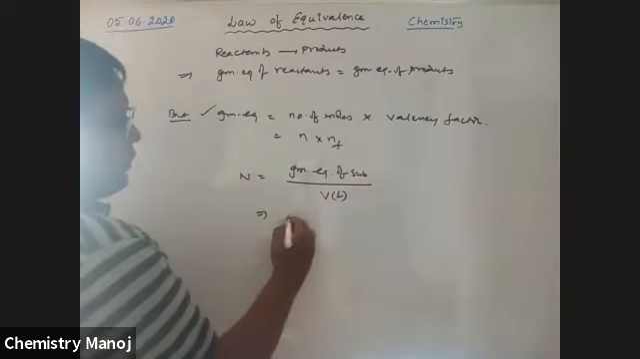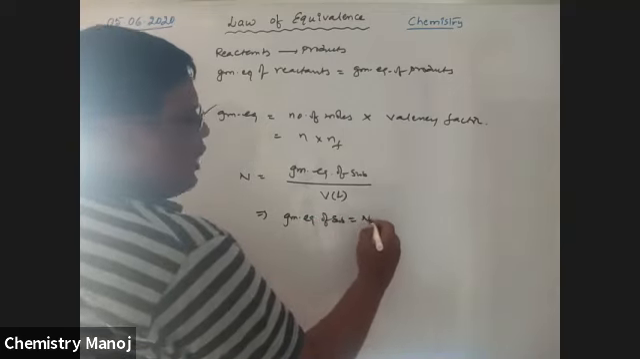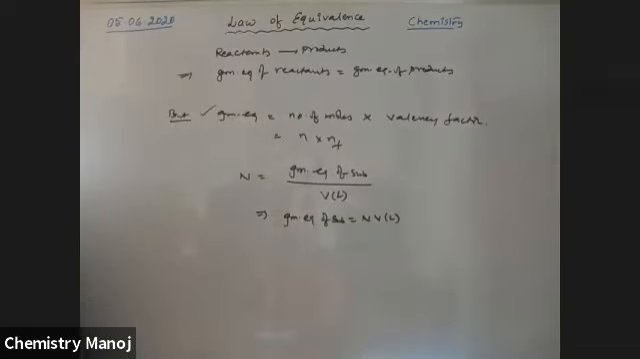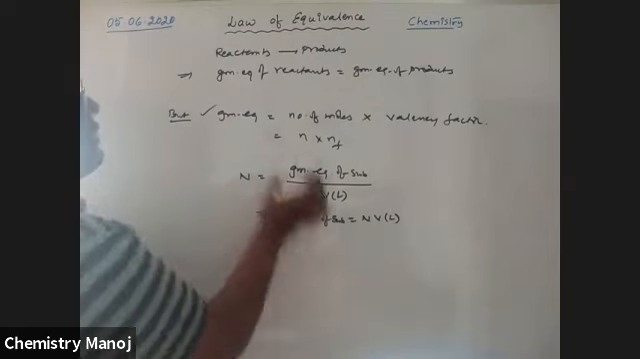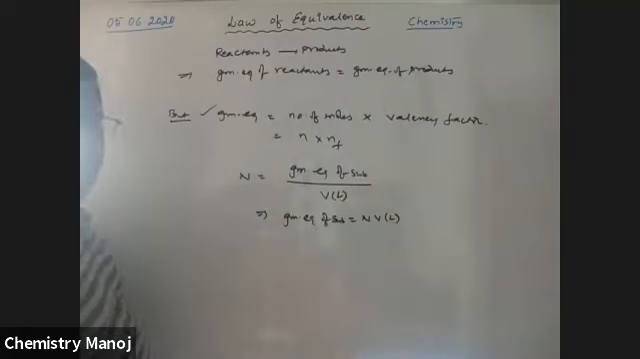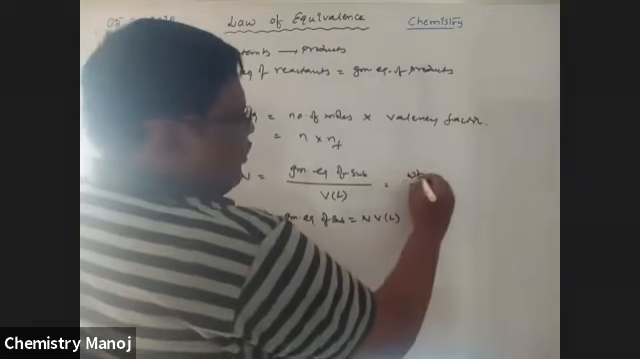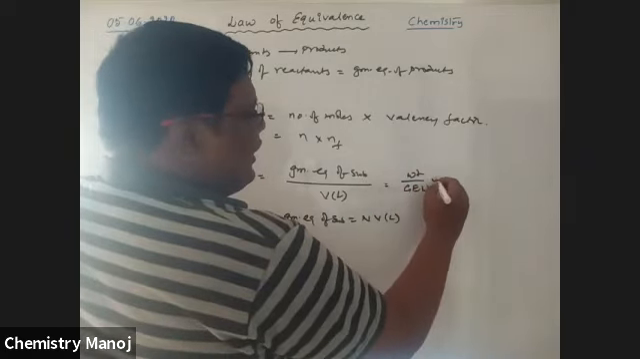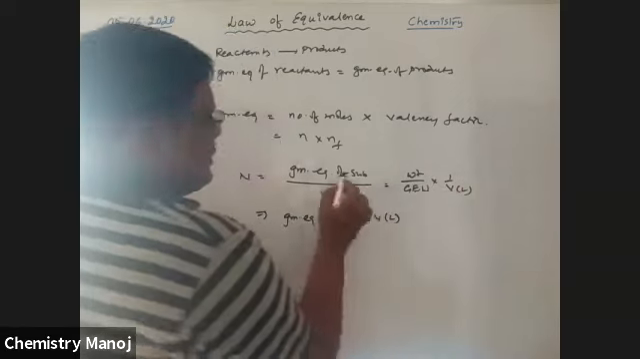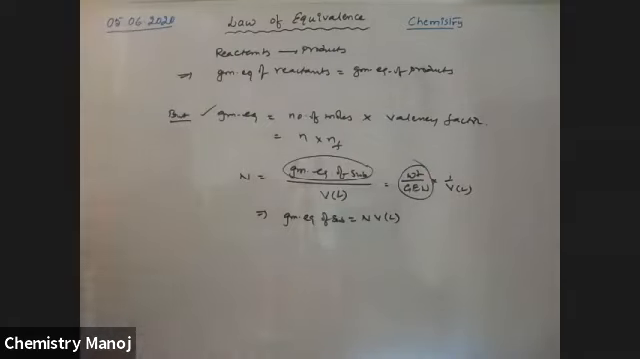From this, gram equivalent of substance is equal to normality into volume in liters. It is another formula. Because gram equivalents are same, normality of this chemical N into V is equal to N into V in this case. Next, gram equivalent is equal to weight by gram equivalent weight into 1 by V liters. That means gram equivalent is equal to weight by gram equivalent weight.